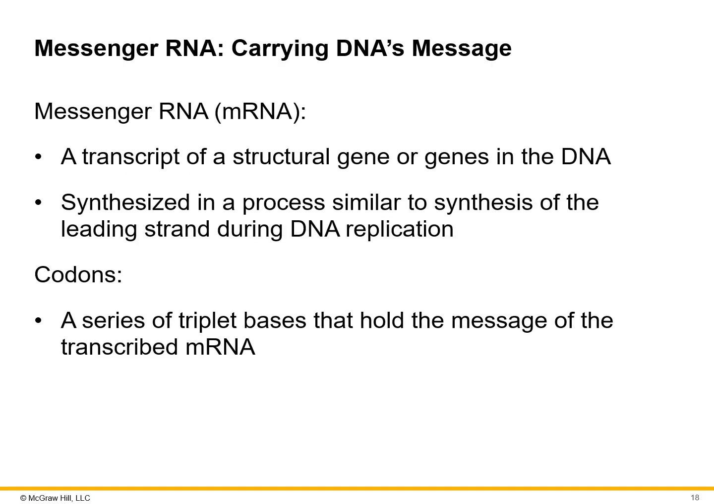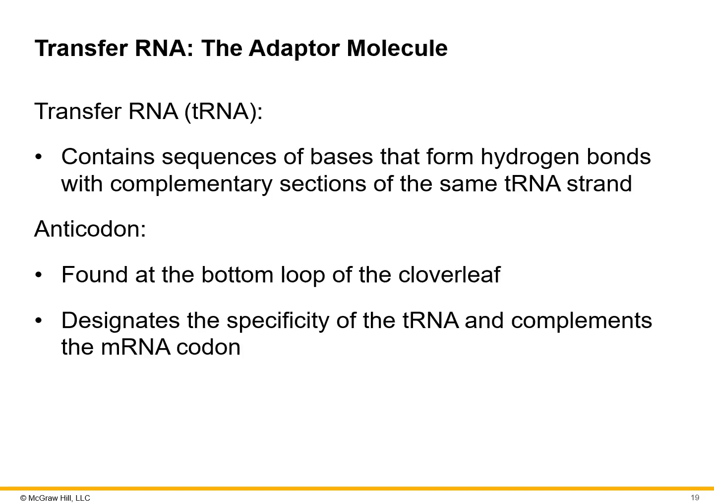So the messenger RNA here, again, that's the transcript of the gene from the DNA, and it gets made during transcription, but that actually gets used to make the protein. So again, that messenger RNA gets divided into groups of 3, so triplet bases, and that's going to bring in 1 amino acid. So it gets divided into groups of 3, which are called codons.